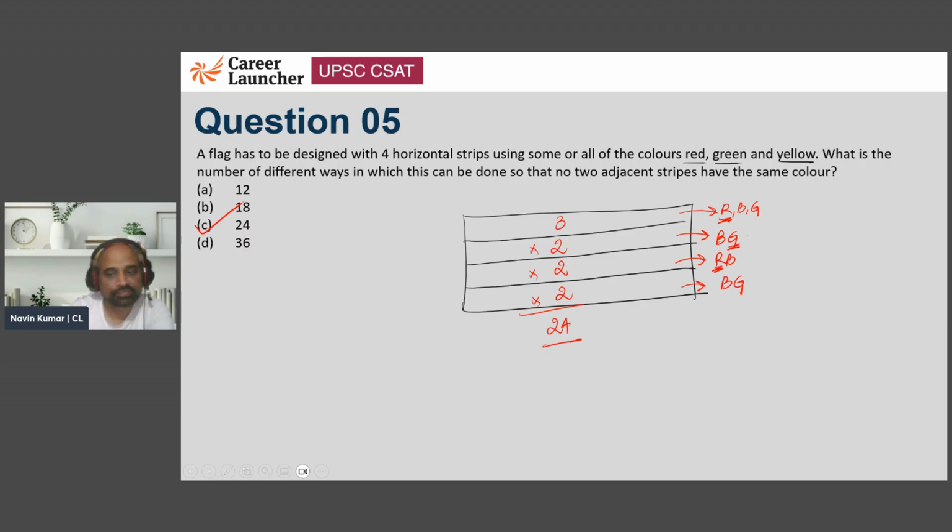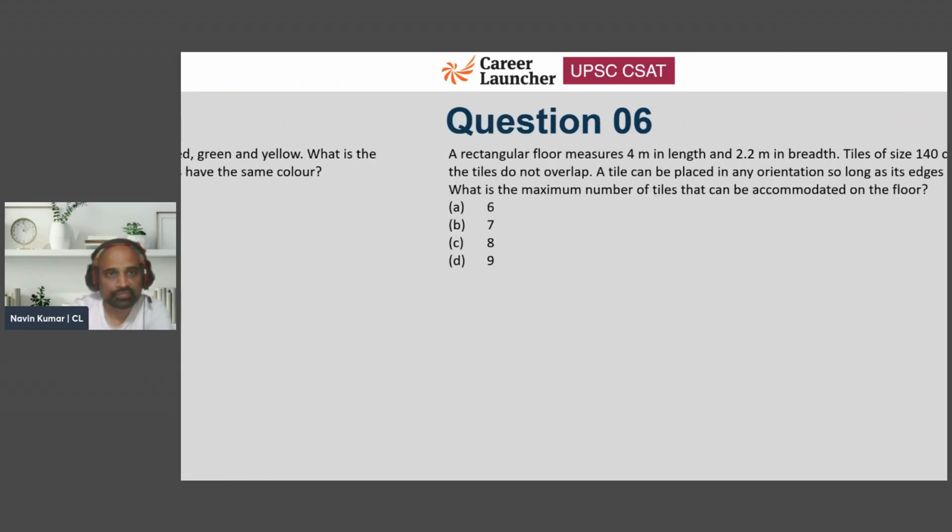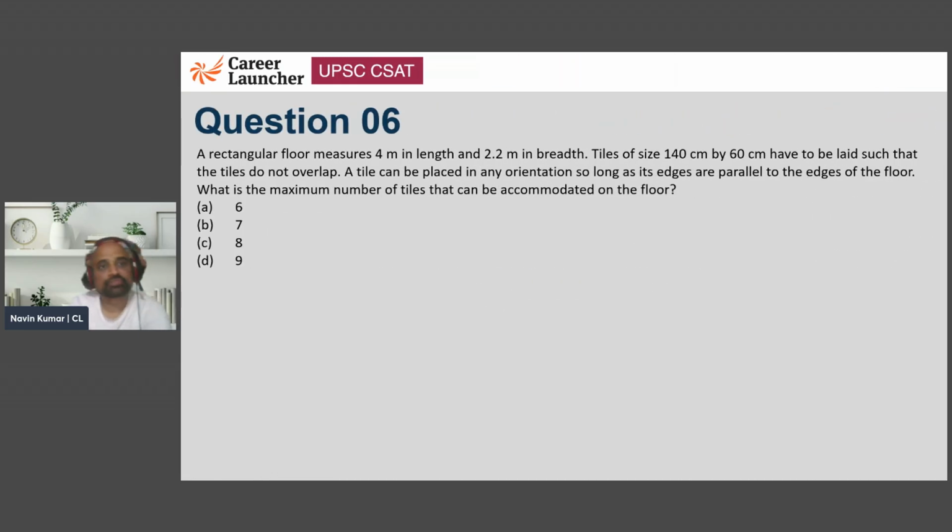Next, a rectangular floor measures 4 meters in length and 2.2 meters in breadth. Tiles of size 140 centimeter by 60 centimeter have to be laid such that the tiles do not overlap. A tile can be placed in any orientation as long as its edges are parallel to the edges of the floor. What is the maximum number of tiles that can be accommodated on the floor?